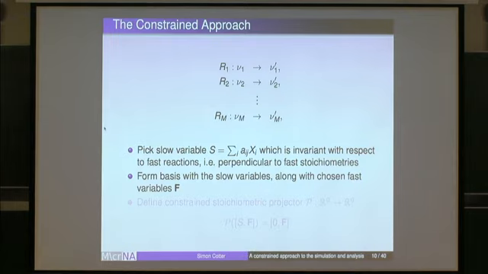The next thing we want to do is form a basis for the full state space, which includes this slow variable s, and we're going to just pad it out with a set of fast variables, which gives us a basis for the full system. So I'm going to define this thing called the constrained stoichiometric projector. All the projector does is it takes a state of the system with the slow variable equal to s and the fast variables f given in this vector here, and it projects the value of the slow variable to 0 and leaves all of the fast variables unchanged.